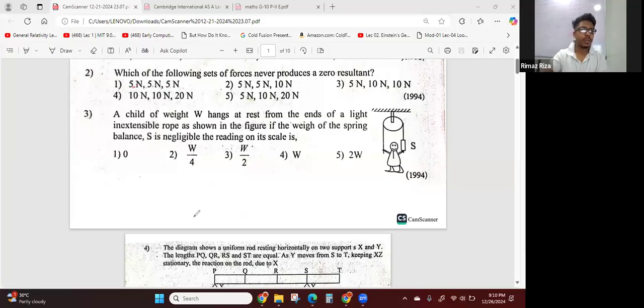So 5, 5, 5 means 5 meter, 5 meter, 5 meter, for example 5 centimeter or 5 millimeter lines. So this is 5 millimeter, and this 5 millimeter, we can construct a triangle. It's actually an equilateral triangle. Therefore, this will be in equilibrium, so this can produce a zero resultant. So this one, 5, 5, and 10.